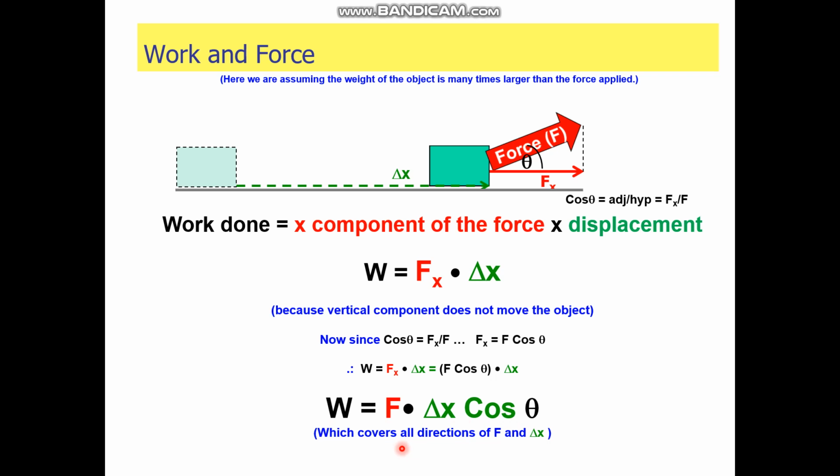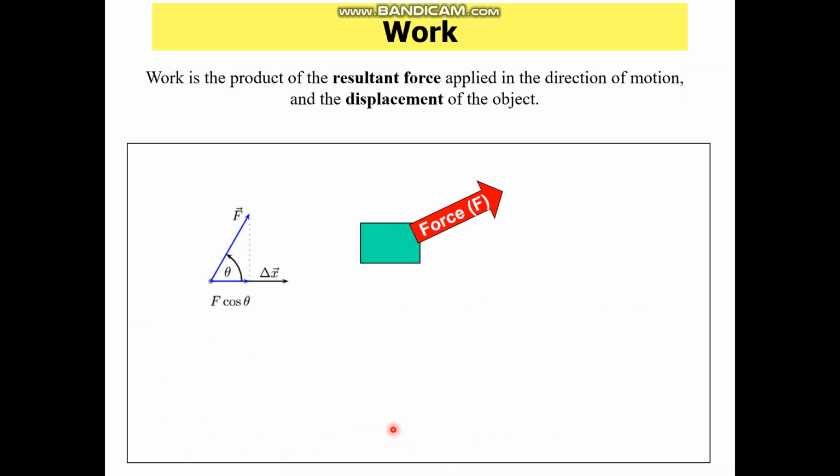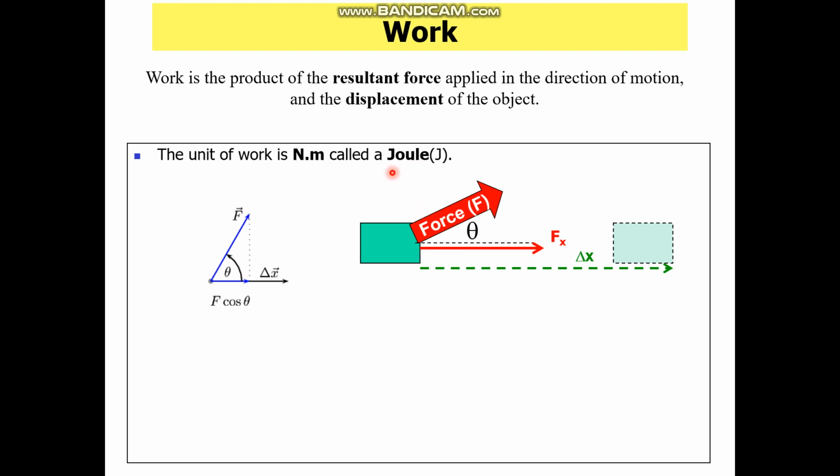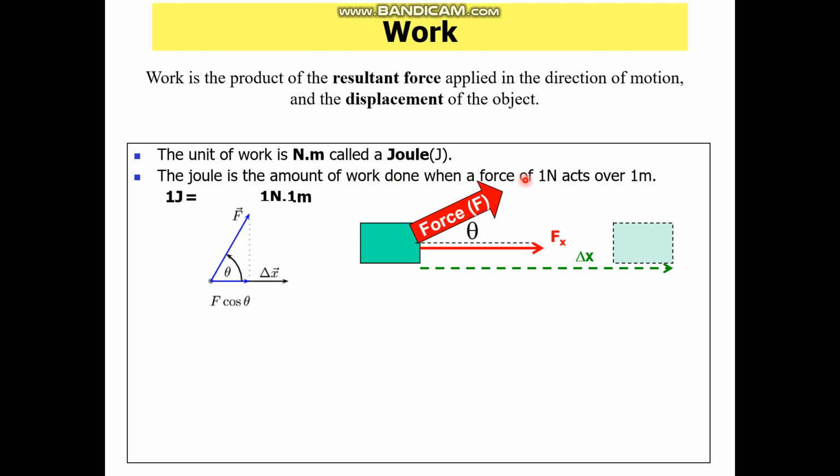So let's have a look at a few options. Before that, we'll just run through the theory quickly. Work is the product of the resultant force applied in the direction of motion, which is why we're talking about Fx, and the displacement of the object in that direction. So there's our object, the displacement, the force, the angle, and the component of that force in that direction. The unit of work is the newton meter, which is the same as the joule. A joule is the work done when 1 newton acts over 1 meter, so 1 joule equals 1 newton meter.